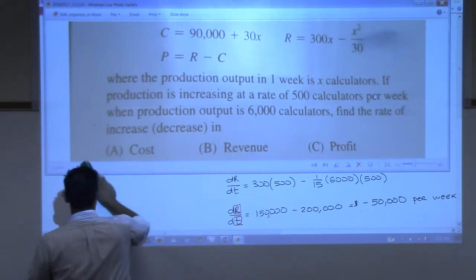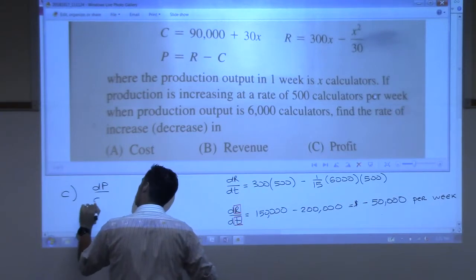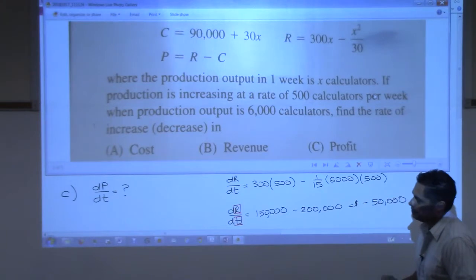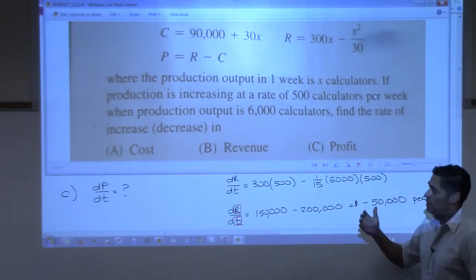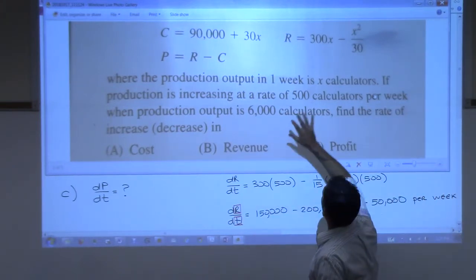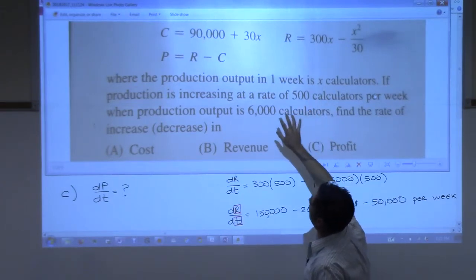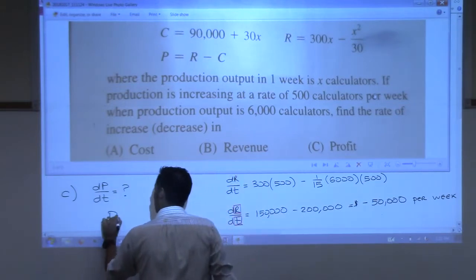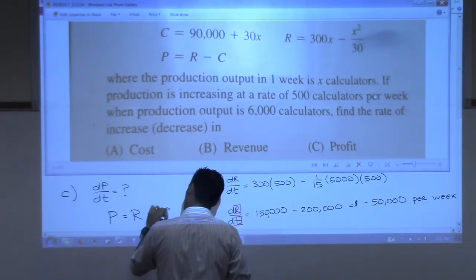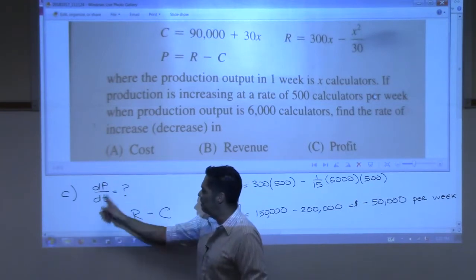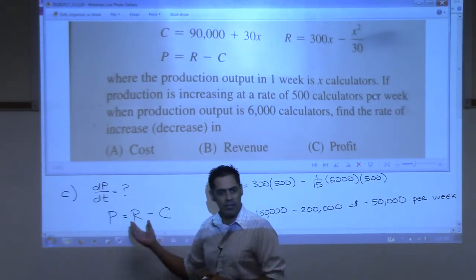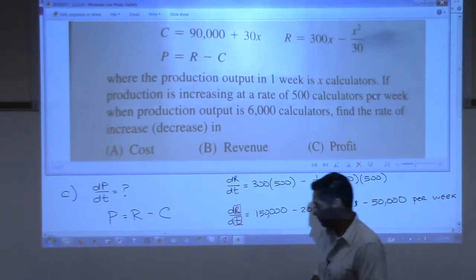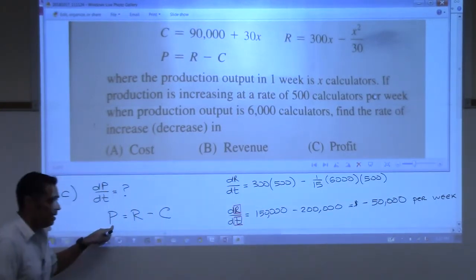We want dp dt equals this. Right? That's what we want. But I don't have a profit function exactly, right, of x. All I have is this. And that's from 1324. We know profit is revenue minus cost, right? So how am I going to get dp dt from this equation? Well, just take the derivative of it. Take the derivative with respect to time. What is the derivative of p with respect to t?